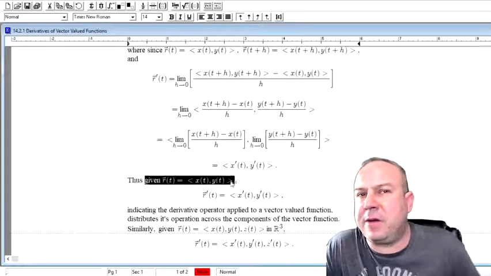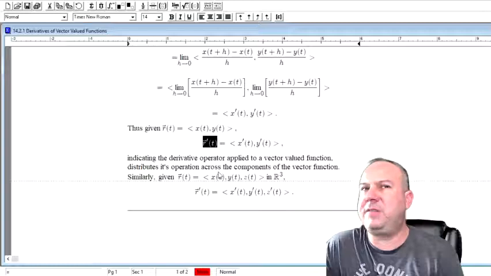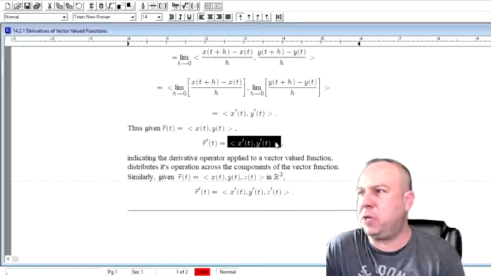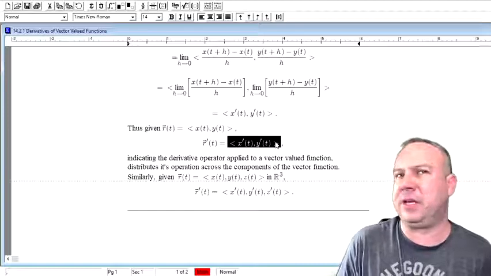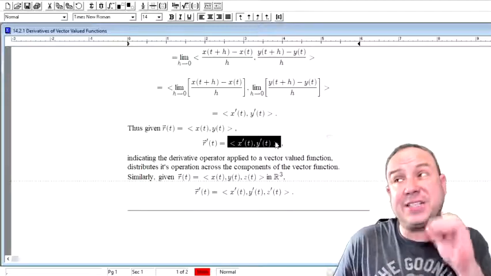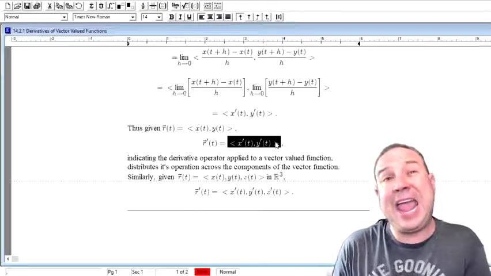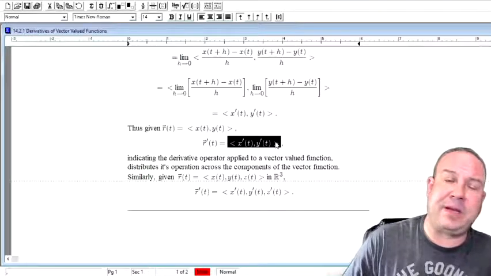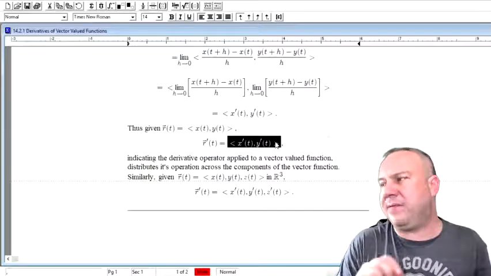Thus, given r bar of t equal to x of t comma y of t, the derivative of that vector valued function is just the derivative of the components of that vector valued function, x prime of t and y prime of t respectively. Right? Indicating that the derivative operator, just like the limit operator, will distribute itself across the components. And it's a rather intuitive process. Right? A rather intuitive application of the derivative operator to a vector valued function.